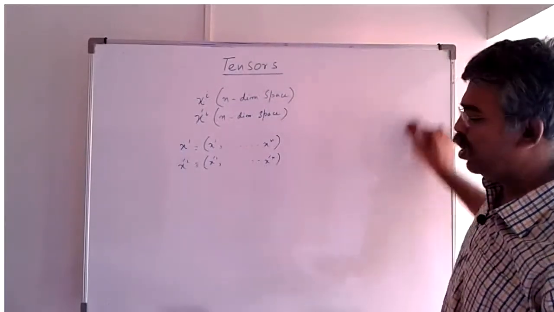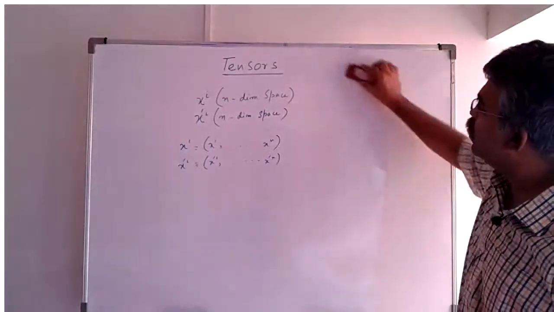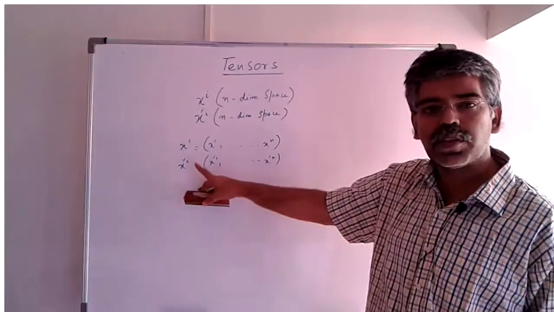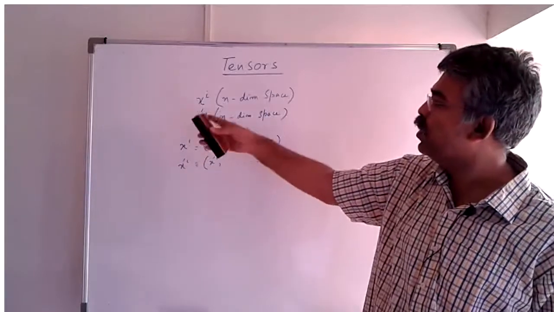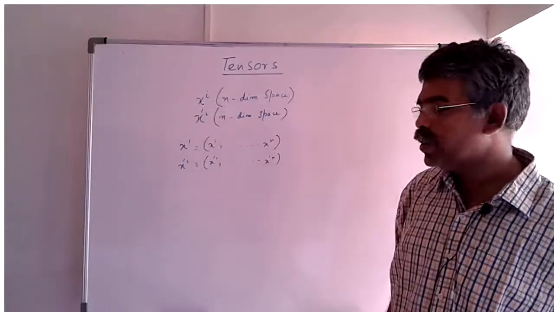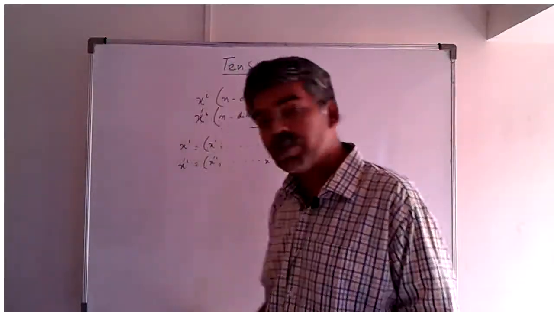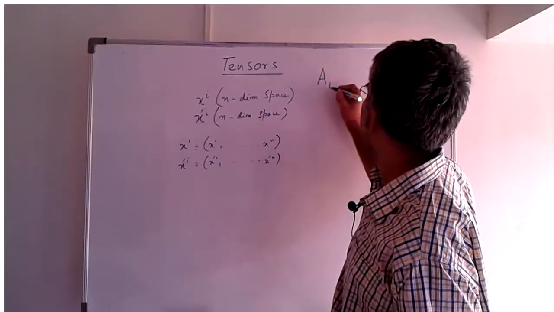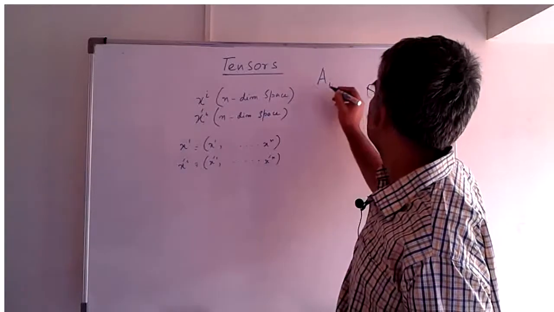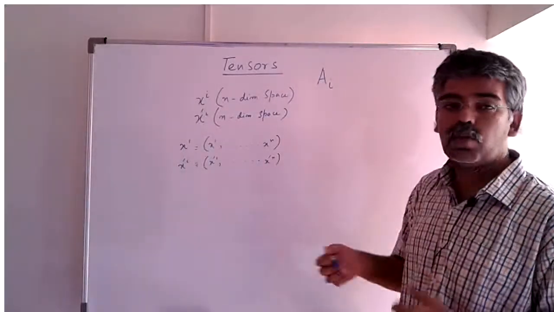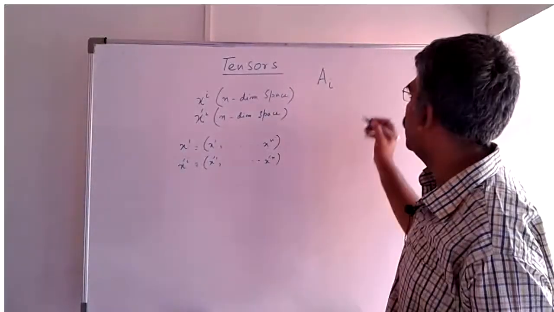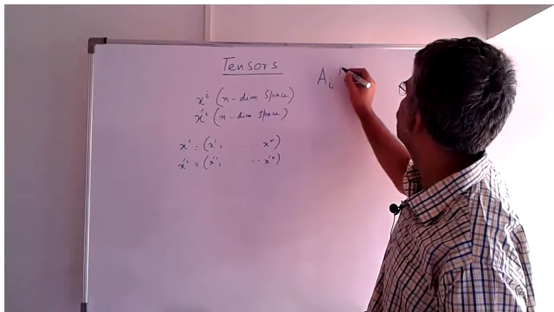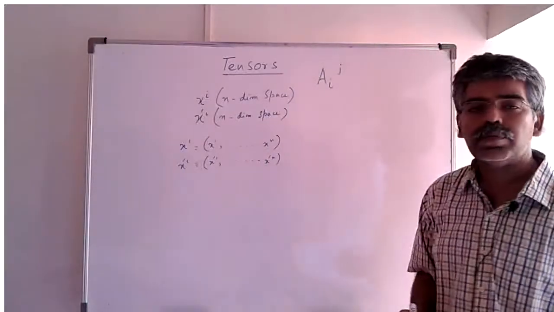Now there are a few things which I need to say. The coordinates will be labeled with a superscript. But there will be subscript as well. You will have vectors. Suppose A_i, this is a covariant vector. Why it is called a covariant vector, I shall come. This is a subscript and this is a superscript.